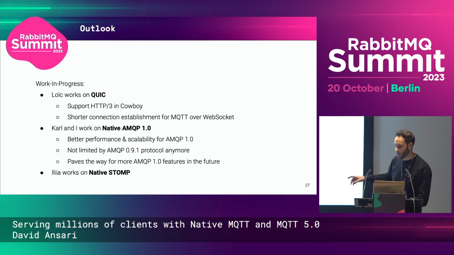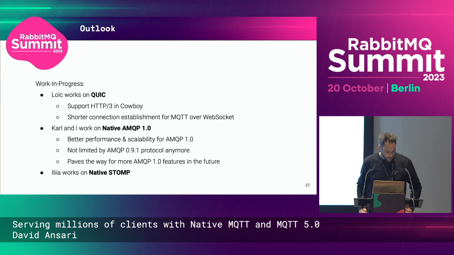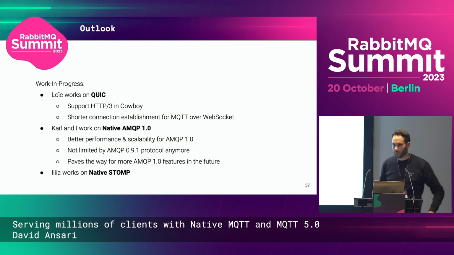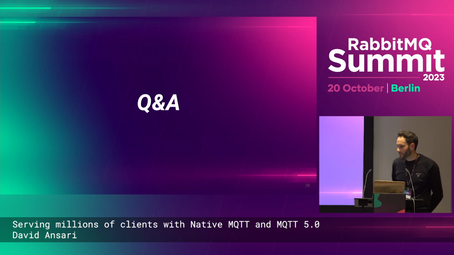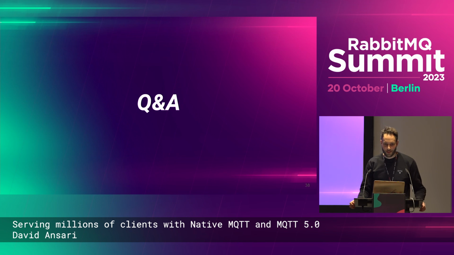We will also get more information about AMQP 1.0 later in the keynote from Alvaro. And then Ilya, who sits here, works on native STOMP, and we also try to ship this in 4.0 if possible. Because for STOMP, again, it's all about the use cases: open connection, send a single message, close the connection. So we don't need 20 Erlang processes for that, right? Yep, that's it. Thanks for listening.